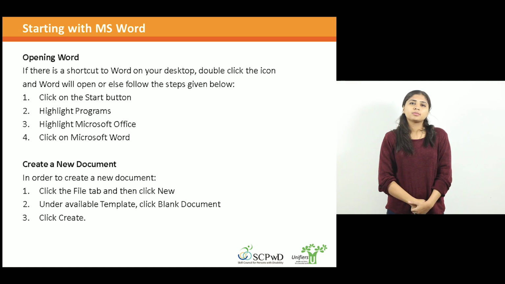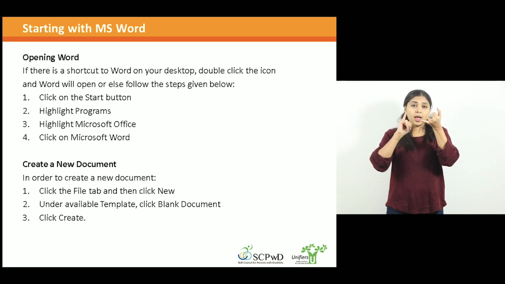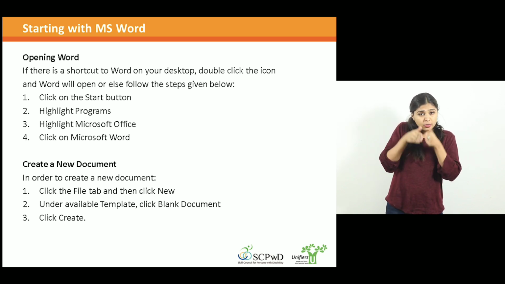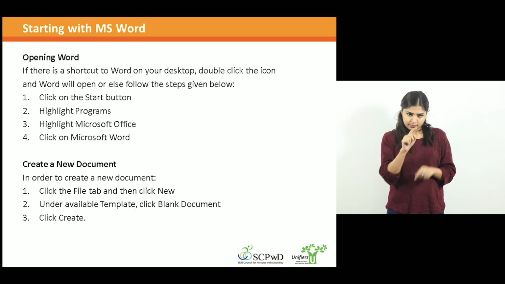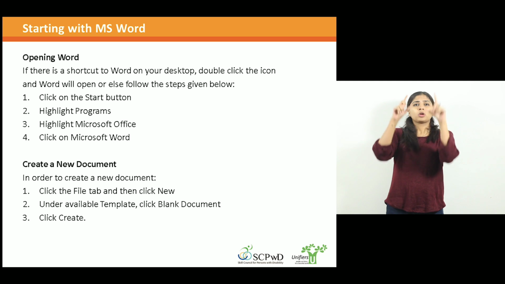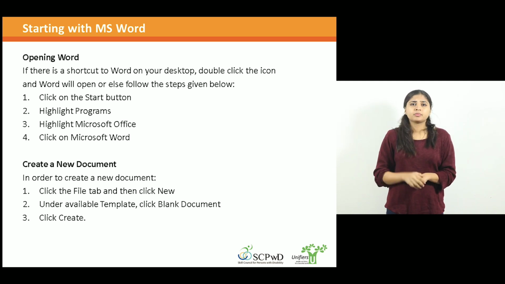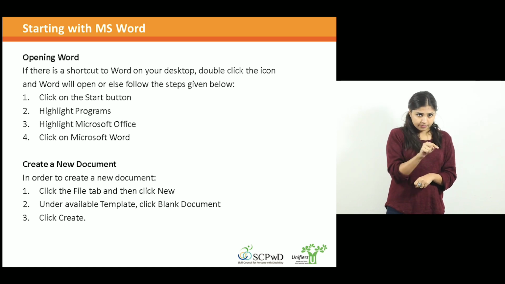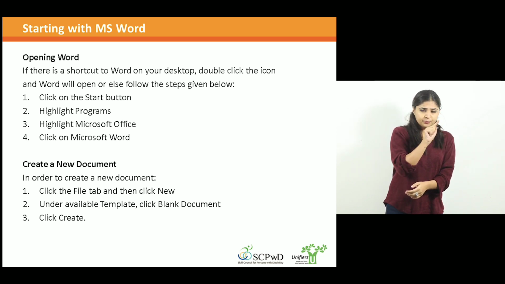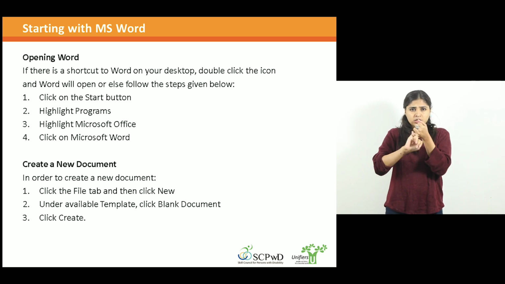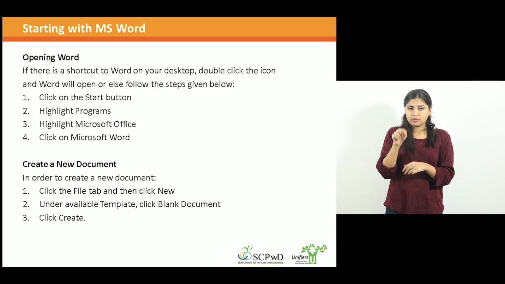Starting with MS Word. Opening Word. If there is a shortcut to Word on your desktop, double-click the icon and Word will open, or else follow the steps given below. Number 1. Click on the Start button. Number 2. Highlight Programs. Number 3. Highlight Microsoft Office. Number 4. Click on Microsoft Word.